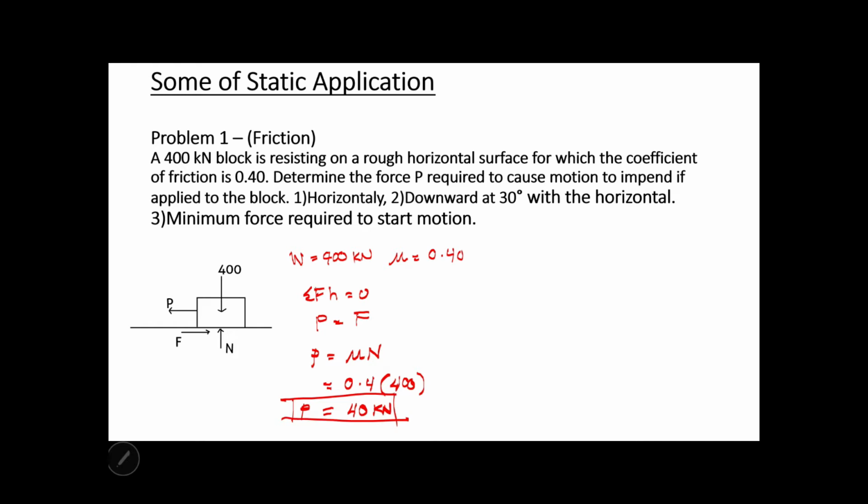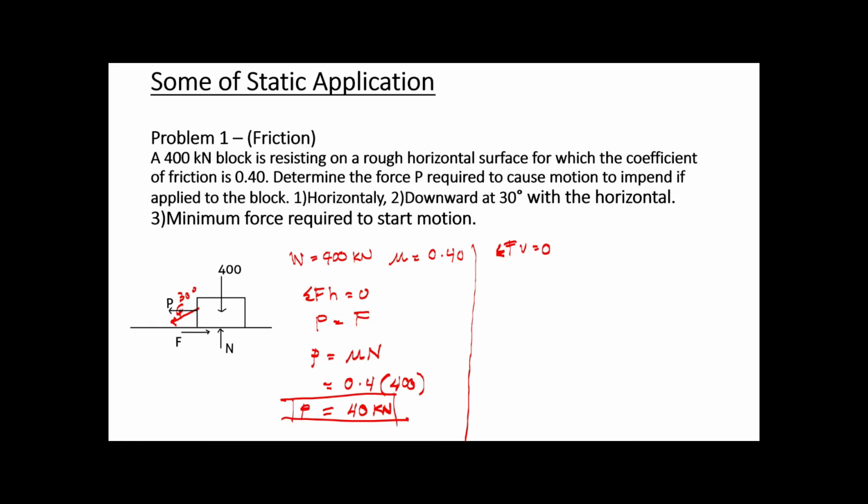So, number 2 tayo. Downward at 30 degrees with horizontal. So, yung P daw natin is downward siya. Ito na yung direction. And this theta is 30 degrees. So, ano daw yung magiging P niya? Now, to solve for that, summation of forces, summation of forces vertical equals to 0.